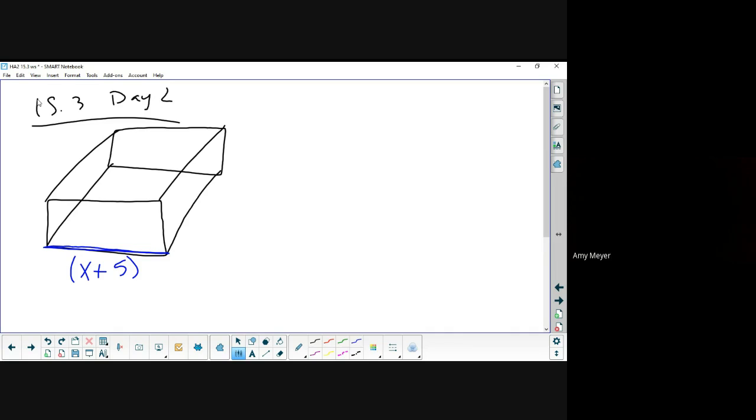You can call maybe this the width. We'll say x plus 4. And we'll go with this is the height at 2x plus 3. I would like you to find the volume of that prism. You will not have a numerical answer. It will be an expression, the volume.